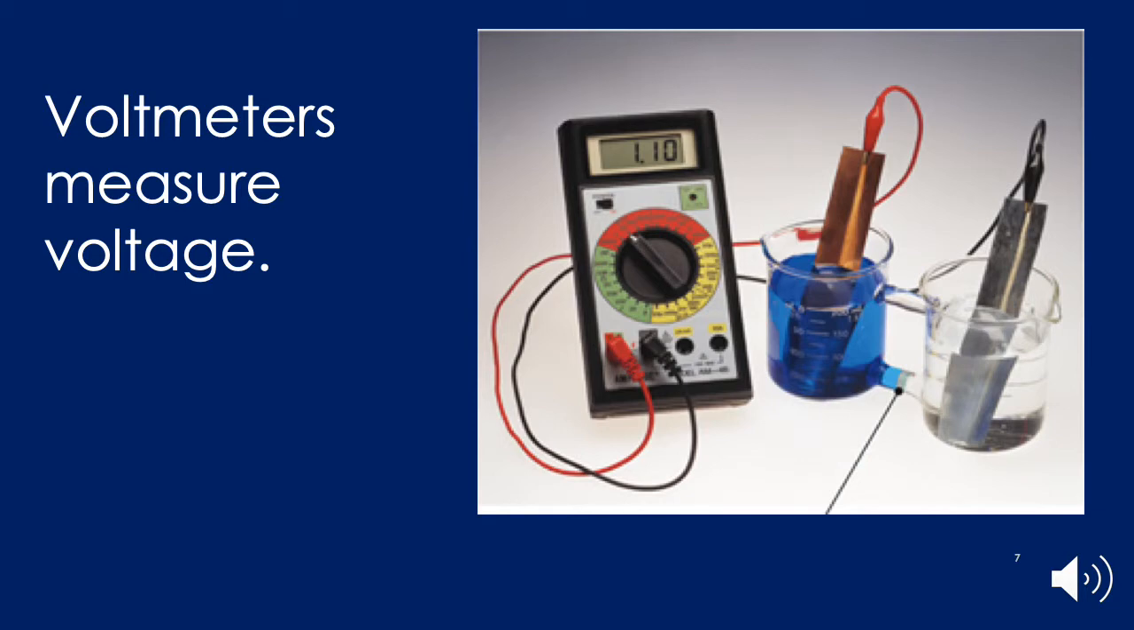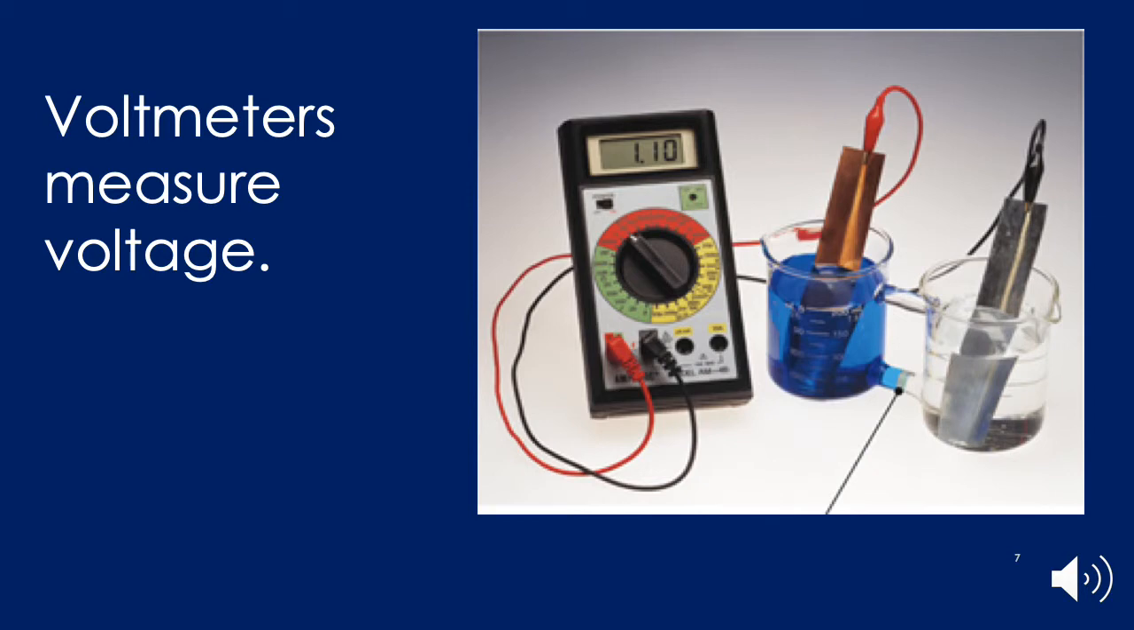Here we see a galvanic cell with one electrode made from copper in a copper 2 plus solution, and the other electrode made from zinc in a zinc 2 plus solution. The cell potential for this reaction is 1.10 volts.